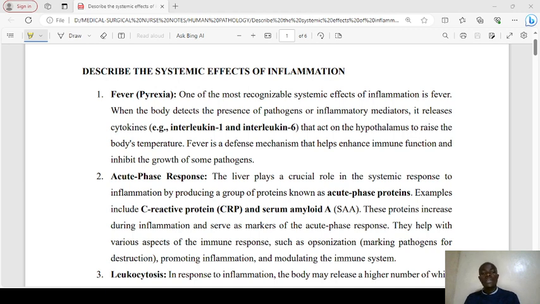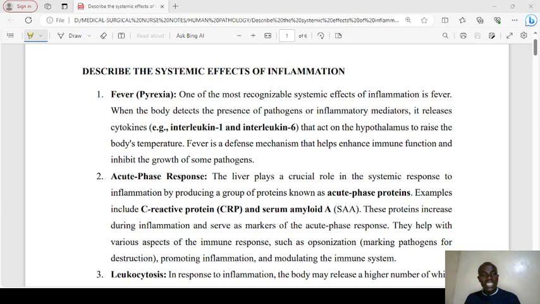For the local effects of inflammation, we have already talked of redness or erythema, where there is inflammation at the site of injury or infection, leading to increased blood flow, causing the area to appear red or flushed, and this is due to vasodilation and is a localized response. Number two, we had talked of swelling, which is edema, so that localized inflammation can result in swelling as blood vessels become more permeable, allowing fluid, proteins, and immune cells to accumulate in the affected tissue.